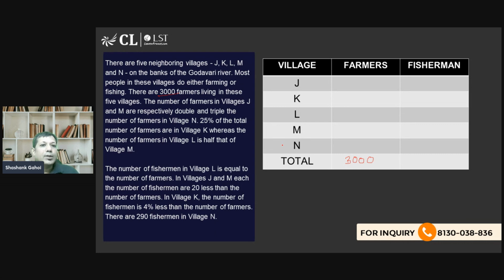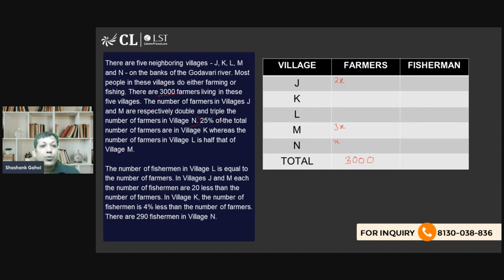Okay, now what does it say is that the number of farmers in village J and M respectively double and triple of the number of farmers in village N. Okay, so if in village N there are x farmers, then in village J it is going to be twice of it, so 2x. Okay, and after J, M is going to be 3x. This is what is given to us till this point.